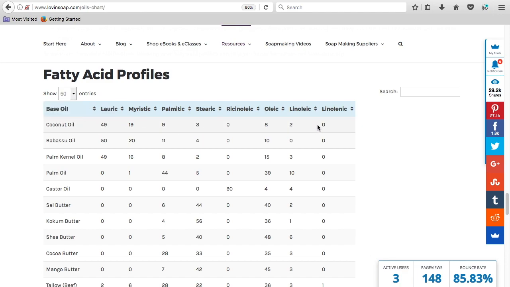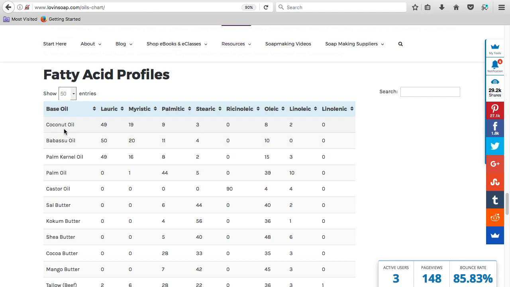Now, these might not equal 100, and they might also vary from my fatty acid profile to maybe Soaper's Choice fatty acid profile, just because these are typically ranges. So for coconut oil, it might actually contain 45 to 52% lauric acid. So these are simply rounded, but I just wanted you to know that just in case you find another fatty acid profile chart and it varies just slightly. Okay, so coconut oil is 49% lauric acid, 19% myristic, 9% palmitic, 3% stearic, 8% oleic, and 2% linoleic.